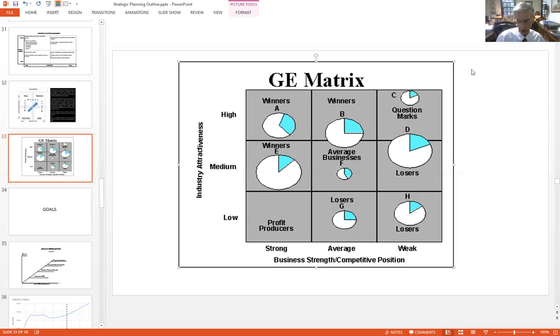So you can put on this matrix a graphic representation of your business, or perhaps you're doing this for product lines and you're comparing your product to the products of competitors. Or perhaps you're looking at just all the different products that your company offers. So there are a lot of ways to use the GE McKinsey multi-factor matrix.